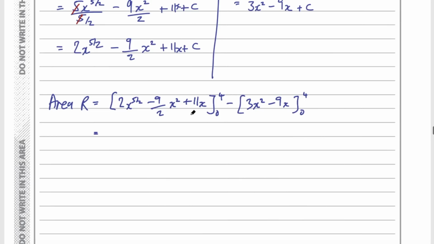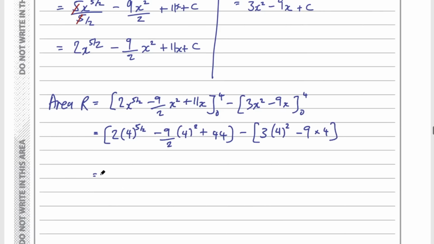So substituting 4 into the first part, I'll have 2 times 4 to the power 5 on 2, minus 9 on 2 times 4 squared, plus 11 times 4, which is 44. Subtract 3 times 4 squared minus 9 times 4. Okay, and then let's do a bit of mental arithmetic. So 4 to the power 5 on 2, that's like the square root of 4 to the power 5. So the square root of 4 is 2, to the power 5 is 32, times 2, that's 64. 4 squared is 16, divided by 2 is 8, times 9 is 72, plus 44.